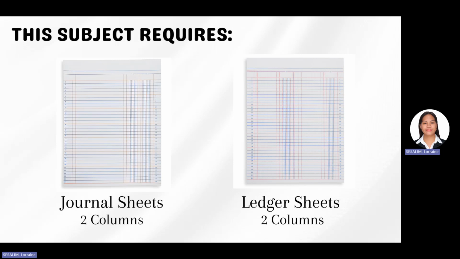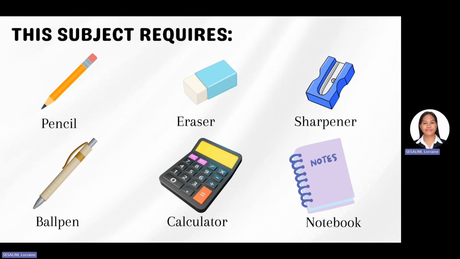This subject requires journal sheets 2 column, ledger sheets 2 columns, pencil, eraser, sharpener, ballpen, calculator, and notebook. As you can see, there is no correction tape. It is because erasers is not allowed. Again, it is prohibited in recording transaction.